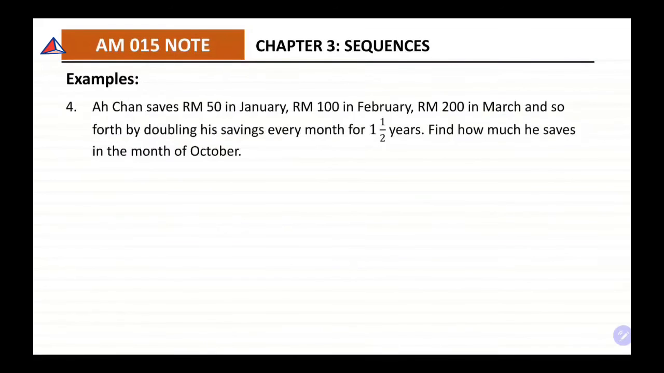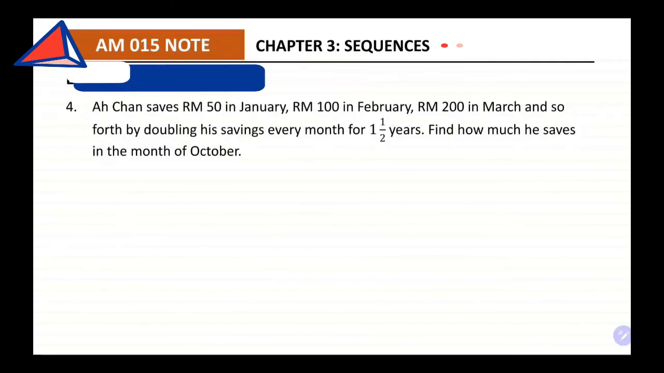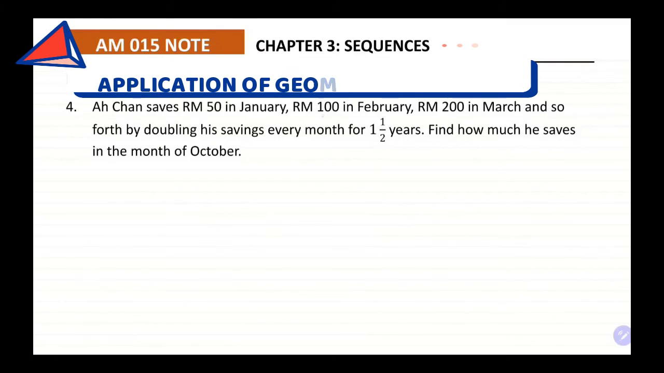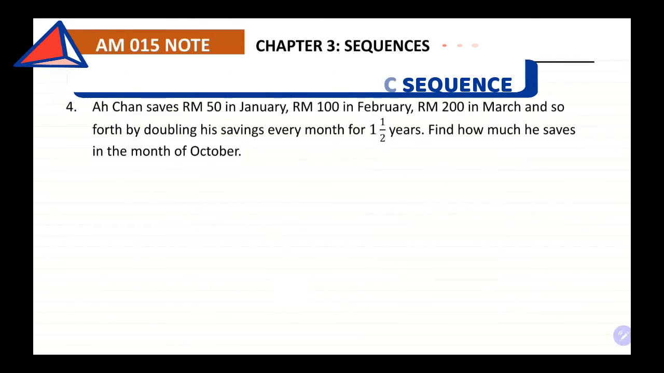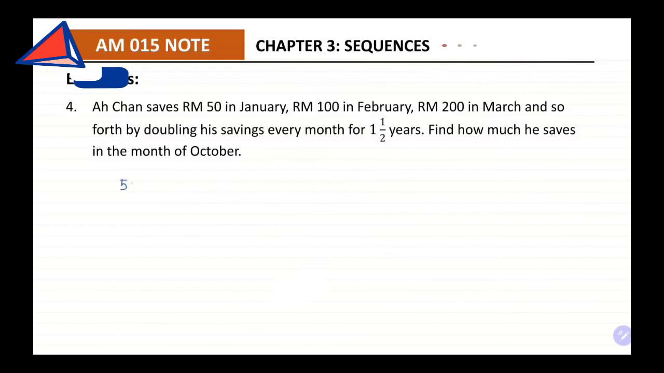Okay. Question number 4. Chan saves RM50 in January, RM100 in February, RM200 in March, and so forth, by doubling his savings every month for 1.5 years. Find how much he saved in the month of October. Okay, we can create a sequence from this story. He saved RM50 in January, so 50 is the first term. Next month he saved 100, and next month he saved 200, and so on.